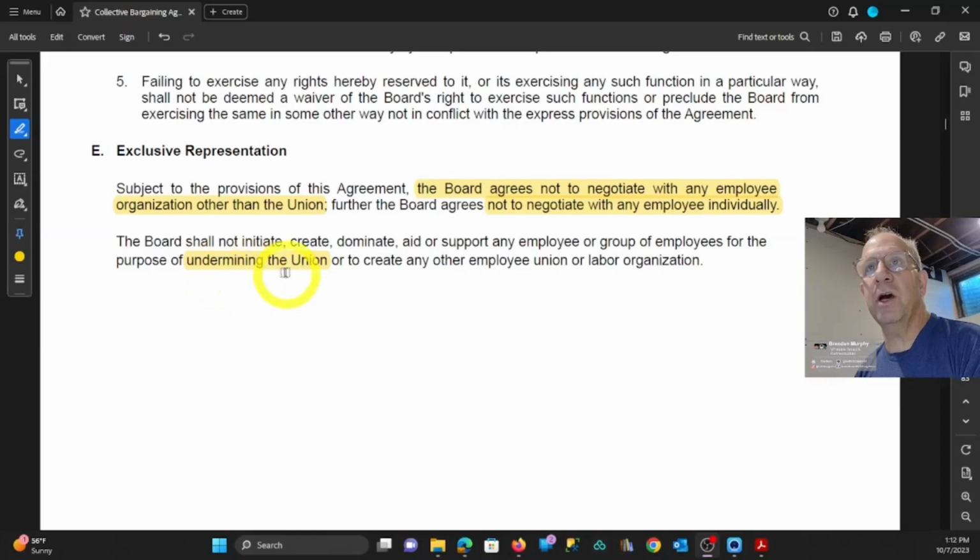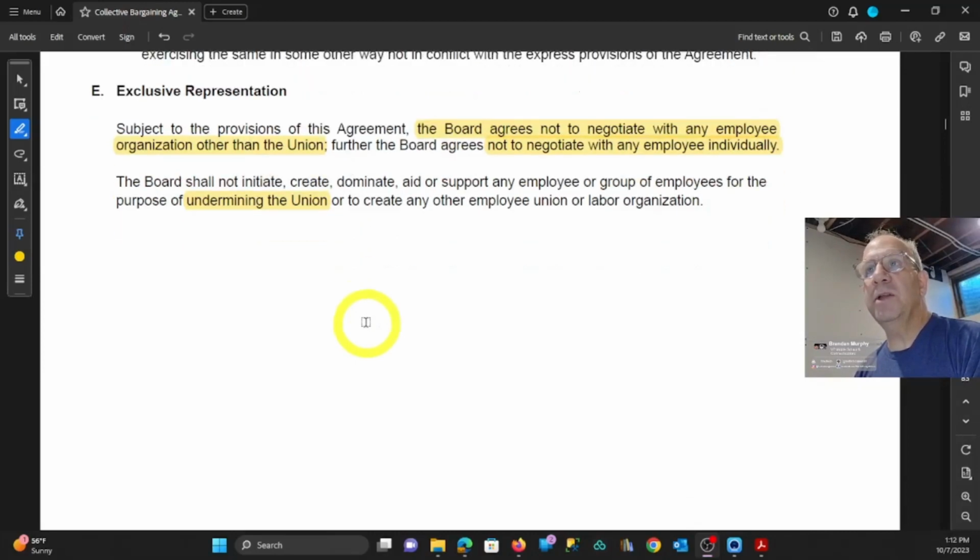They're also not allowed to undermine the union. So if they're saying things like your union's not effectively negotiating or not representing you, that could be construed as trying to undermine the union.